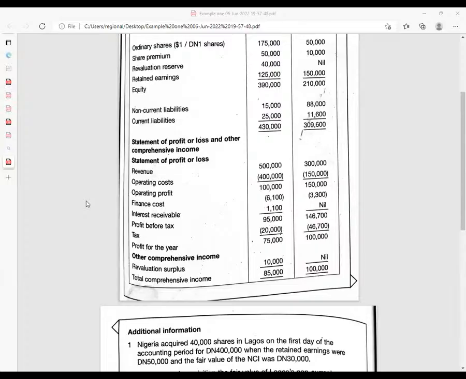So we have their revenue, right? So we have their operating costs. Then we have operating profit. I'm just following everything there. I have finance cost. After that, I have interest receivable.